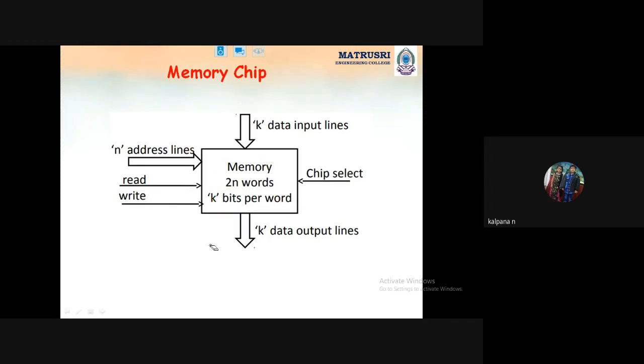16 bits, 2 bytes. Now these are very important. Okay, now, so this chip is having how many pins?